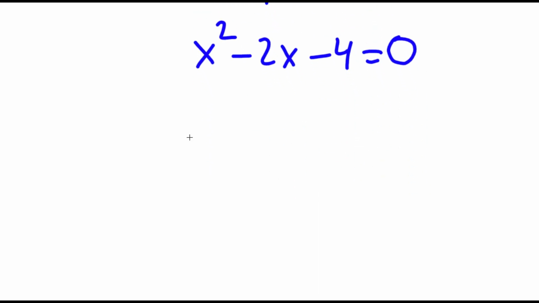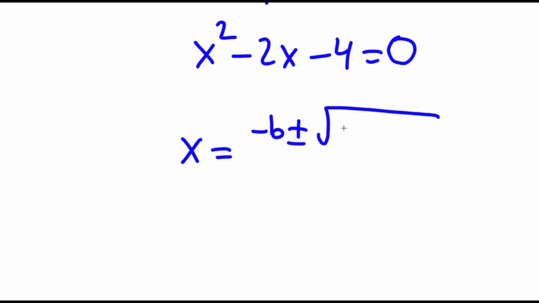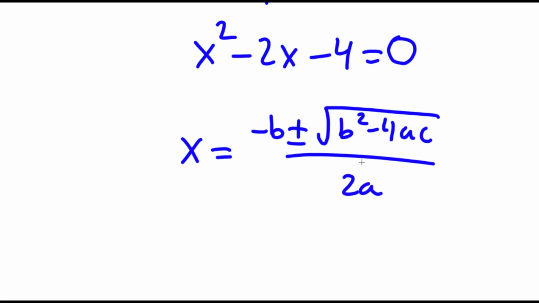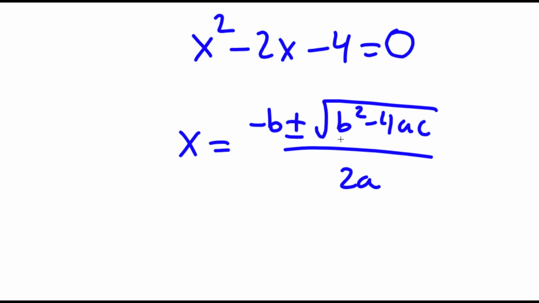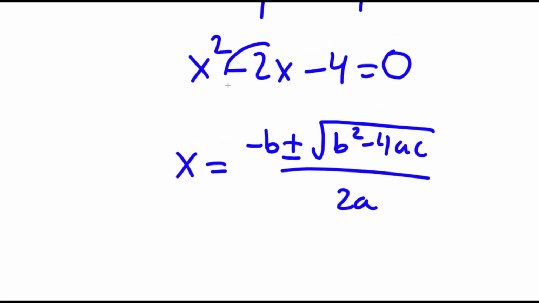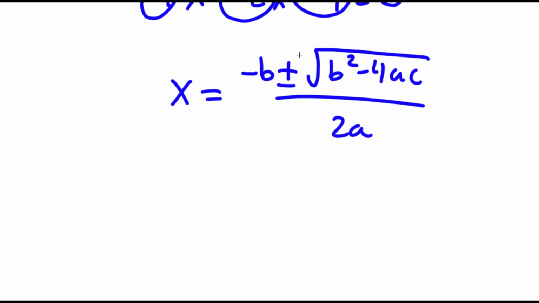Now to solve this, I'm going to use the quadratic formula, which is negative b plus or minus the square root of b squared minus 4ac all over 2a. So in this case, b is negative 2, a is 1, and c is negative 4.